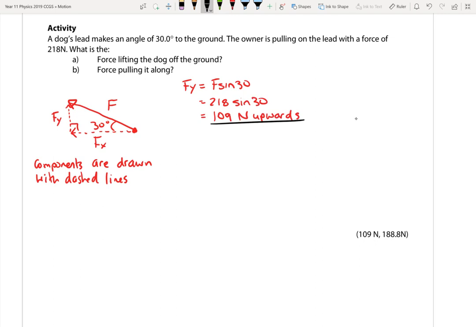And then the force pulling it along, pulling on the lead. What is the force pulling it along? I'm just trying to identify what direction it might be acting in. Gives us, what was it? 188. Oh, it's written down there. Let's go 189 newtons left as per the diagram. Okay?